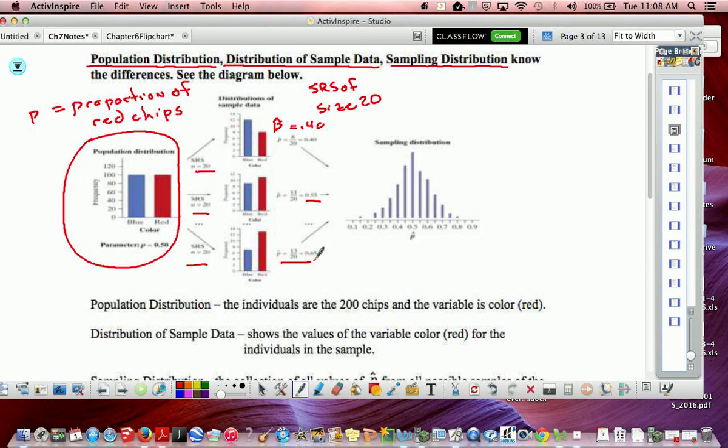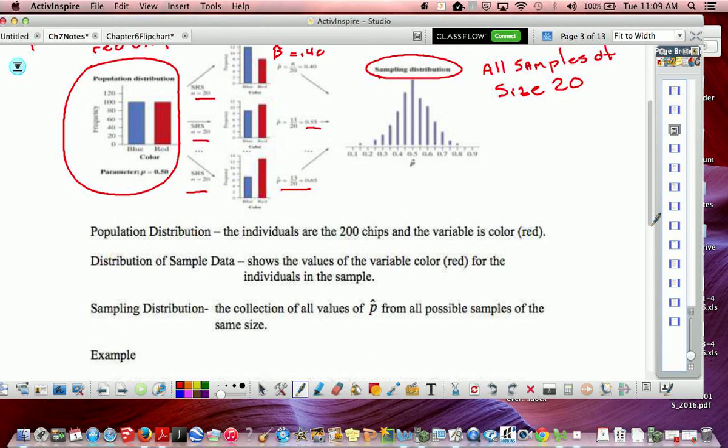Each one of these represents a distribution of sample data. It's one outcome. Okay? So it's like just doing one sample. What we like to take a look at is what's called the sampling distribution. It takes a look at all samples of size 20, and we look at what that distribution looks like. Now it's really difficult to do all samples, but as we start to do many samples, we start to get a picture of what our sampling distribution would look like.